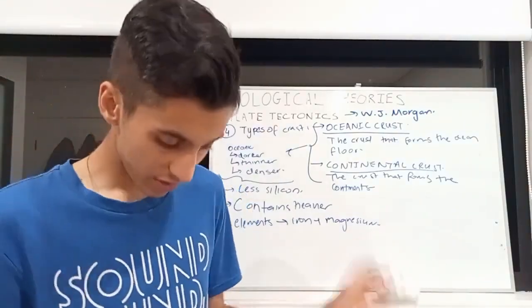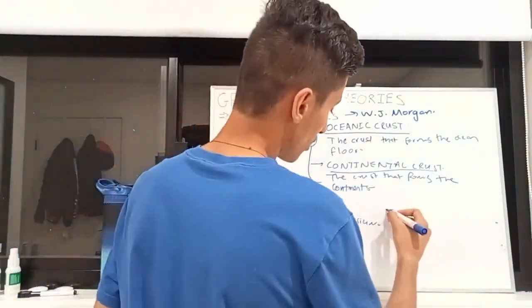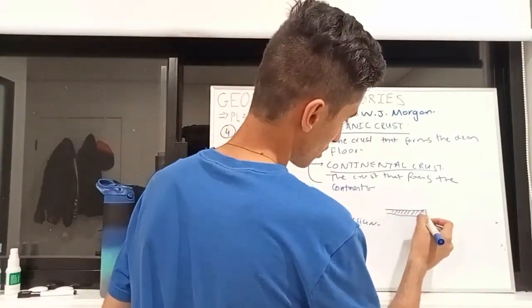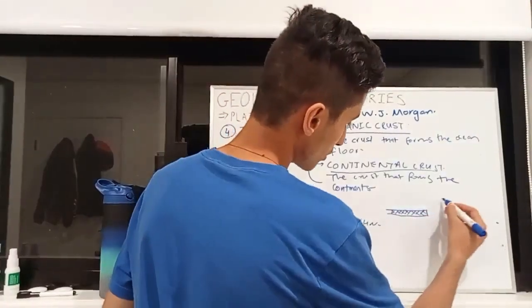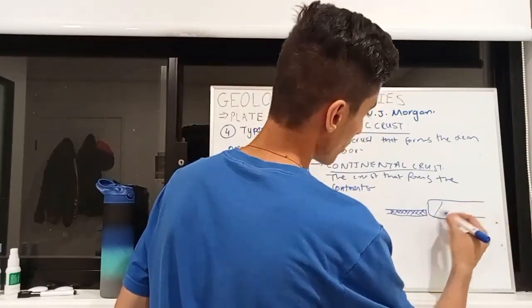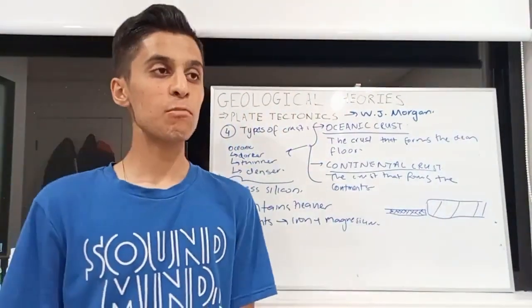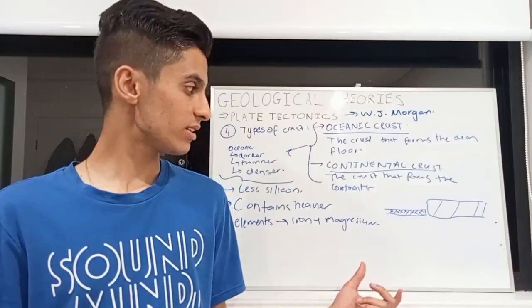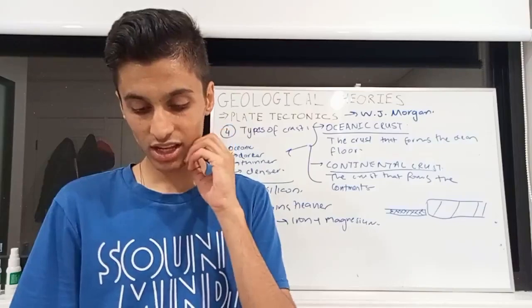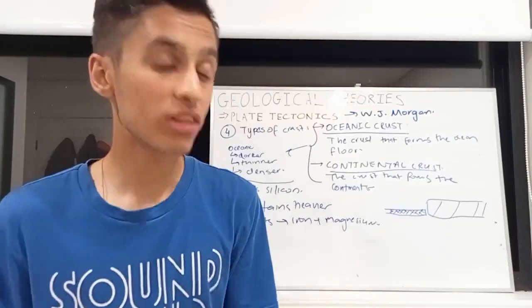And if I was to show this on a diagram, oceanic crust would be something like this. This is oceanic crust, whereas continental crust would be much larger, but not as dense. And so what tends to happen is that whenever we have the ocean meeting the continents, we know that the denser plate will tend to sink under the less dense plate.